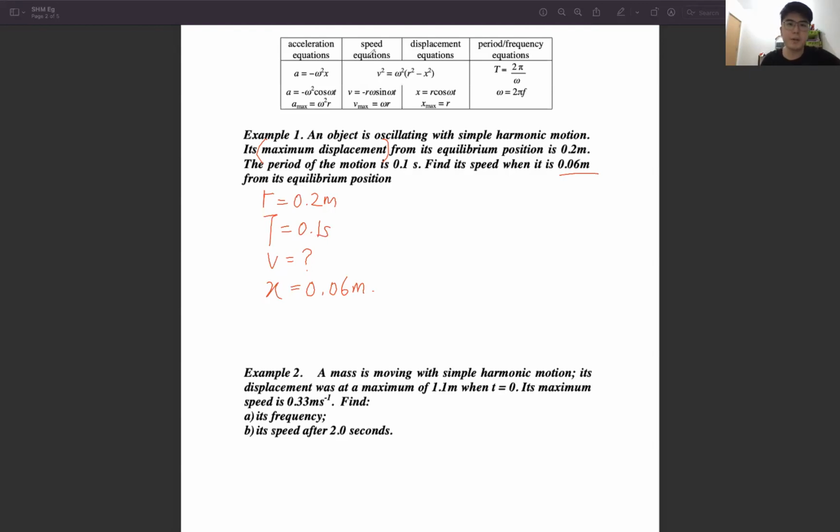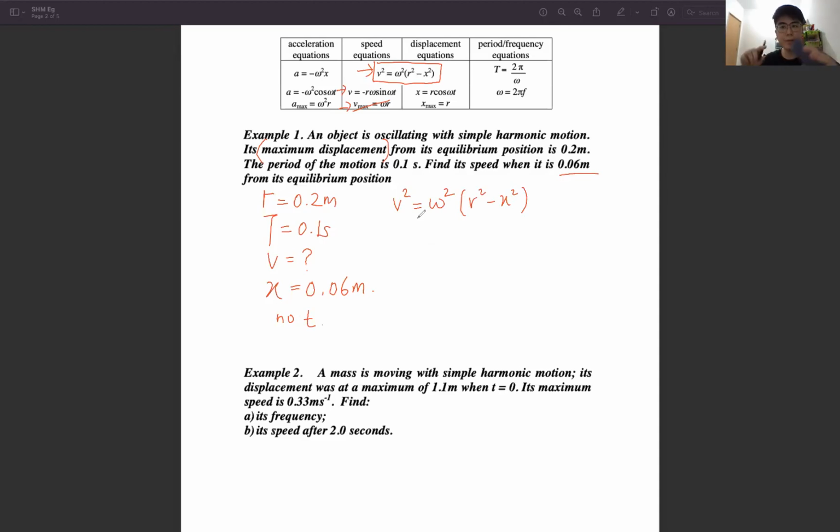Okay, now speed. Referring to the table, how many formulas do we have? We have this one, this one, and this one. Maximum speed is not mentioned, so we're not going to use this. Is the time given? Time is not given, right? No t. That means we are going to use the first one: v squared equals omega squared times (r squared minus x squared).